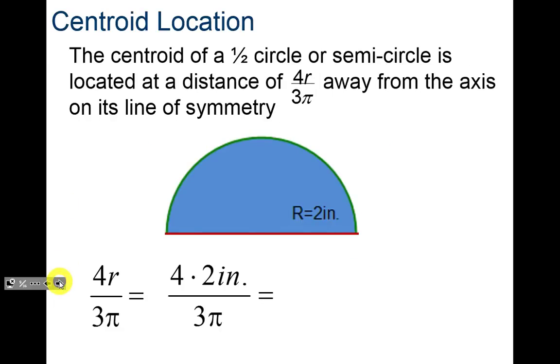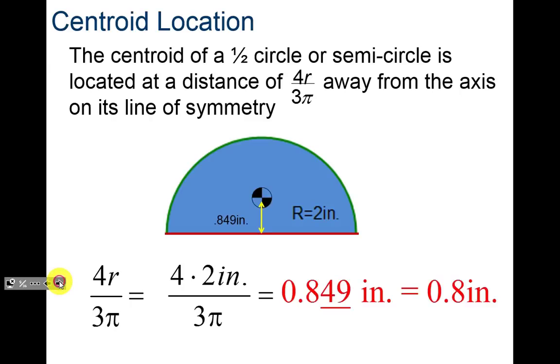Last one is a semicircle. And notice we don't need to find the centroid in the X direction, because it's just simply half, right? Whatever this distance, it would just be half. But we do need to find the centroid in the Y direction, and the equation for that is 4r divided by 3 pi. So 4 times its radius divided by 3 pi.